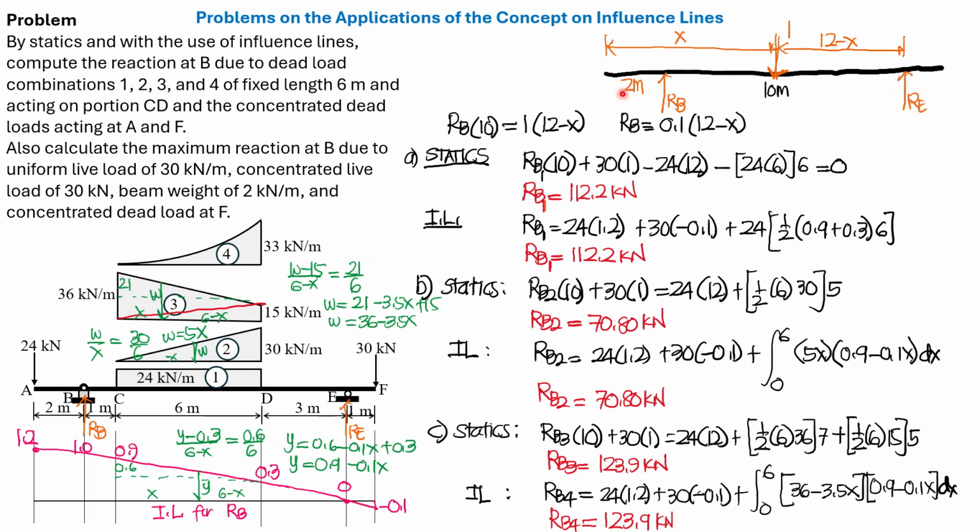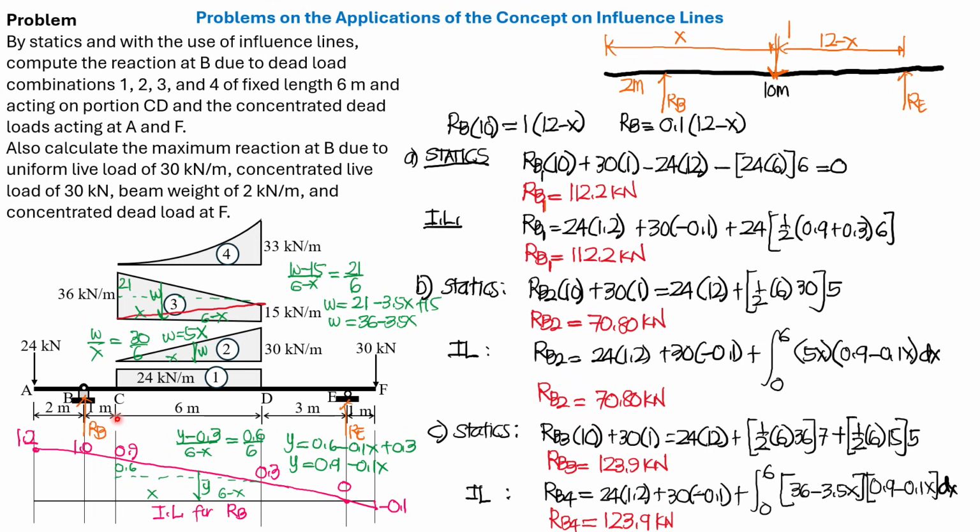When x is 2, so common sense, when the unit load is over support B, the reaction there is that load. So 1. And if the load is over support E, there will be no reaction at B. So that's why it's 0 here. So anyway, let's just continue plotting. When x is 2, 1.